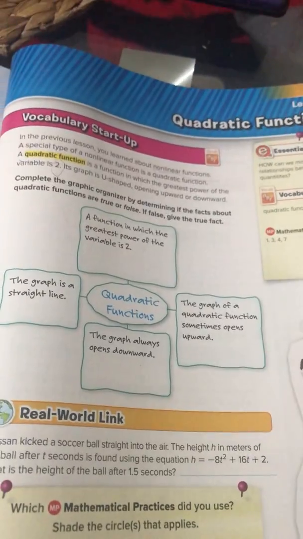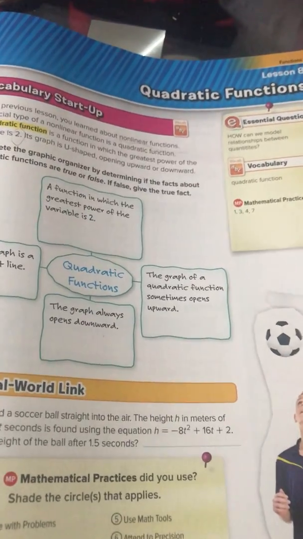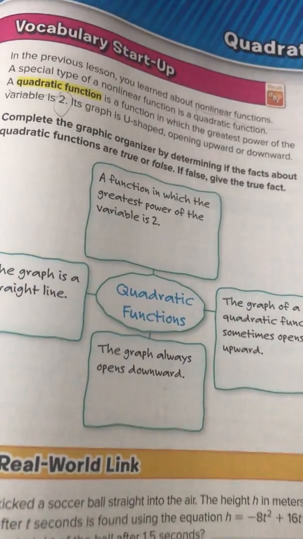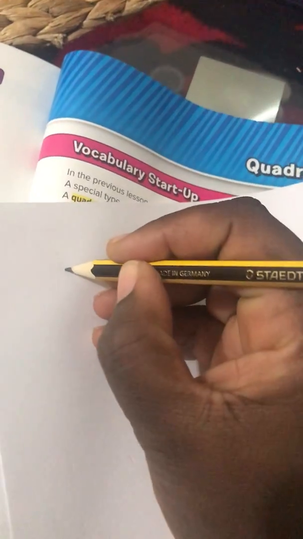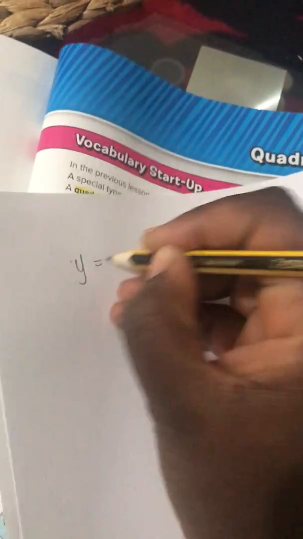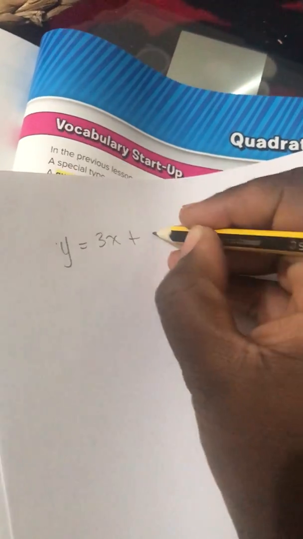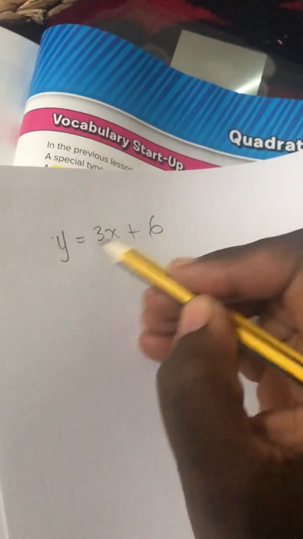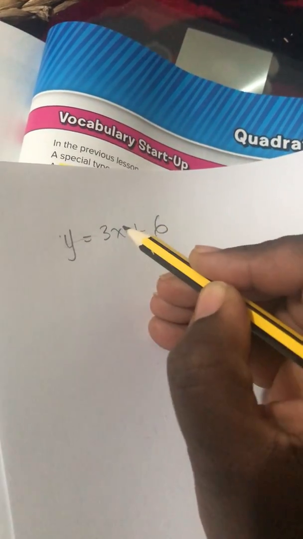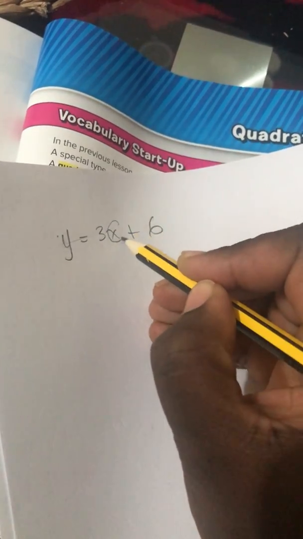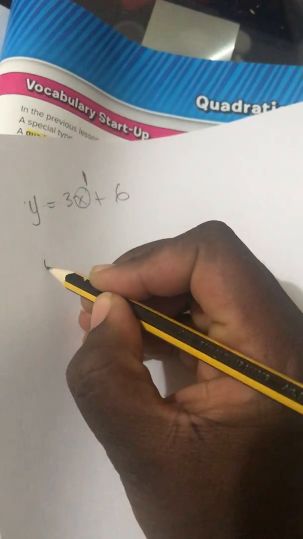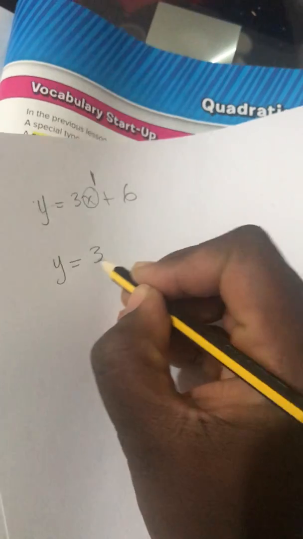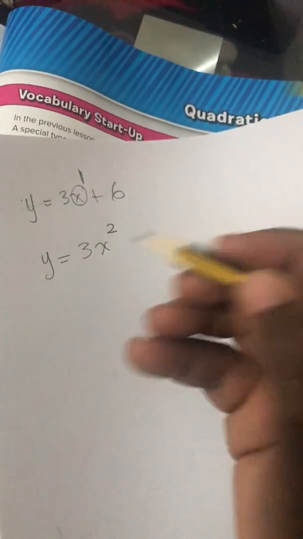So what they are saying is, if I have a function, this is not a quadratic function because the power of x is 1. For you to be a quadratic function, you should always be like that.